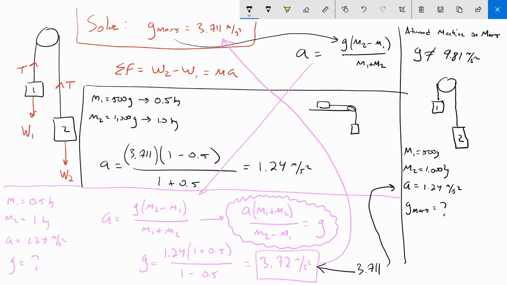Or even further, you could say m1 and m2 are the same. This system occurs on Mars, and it accelerates at this rate. That would actually be a really cool problem. It'd be kind of tricky, but pretty authentic. Cool.